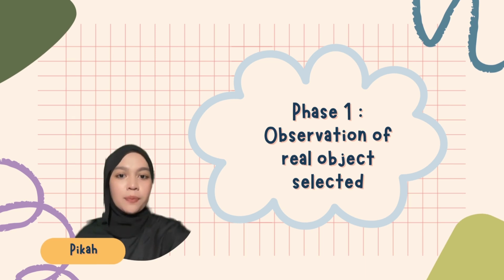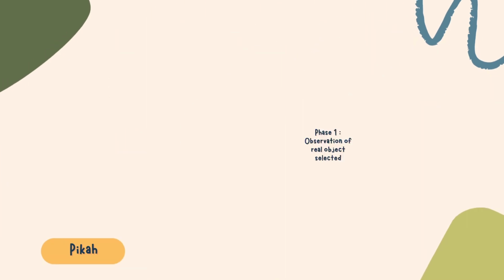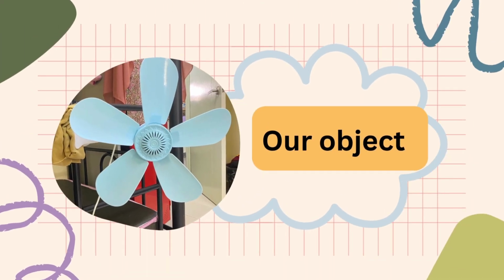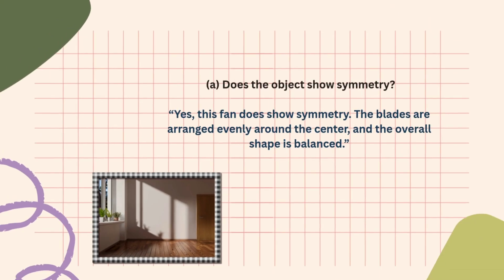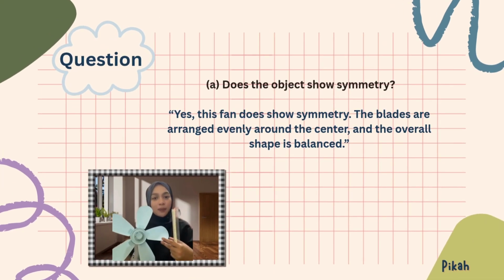Let's proceed to phase 1, which is observations of the real object that has been selected. Does the fan show symmetry? Yes, the fan is symmetrical. The plates are arranged evenly around the center and the overall shape is balanced.